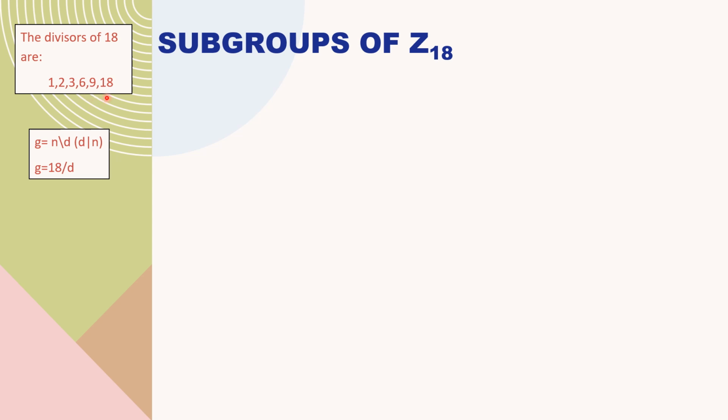So now we will make the subgroups. First of all, the subgroup of the first order, which is 1. So 1 is D. This is the order of the first subgroup. Order is 1, therefore D is equal to 1. What is a generator? Generator is n by D. N is 18 and D is 1. So n by D, 18 by 1, is equal to 18.